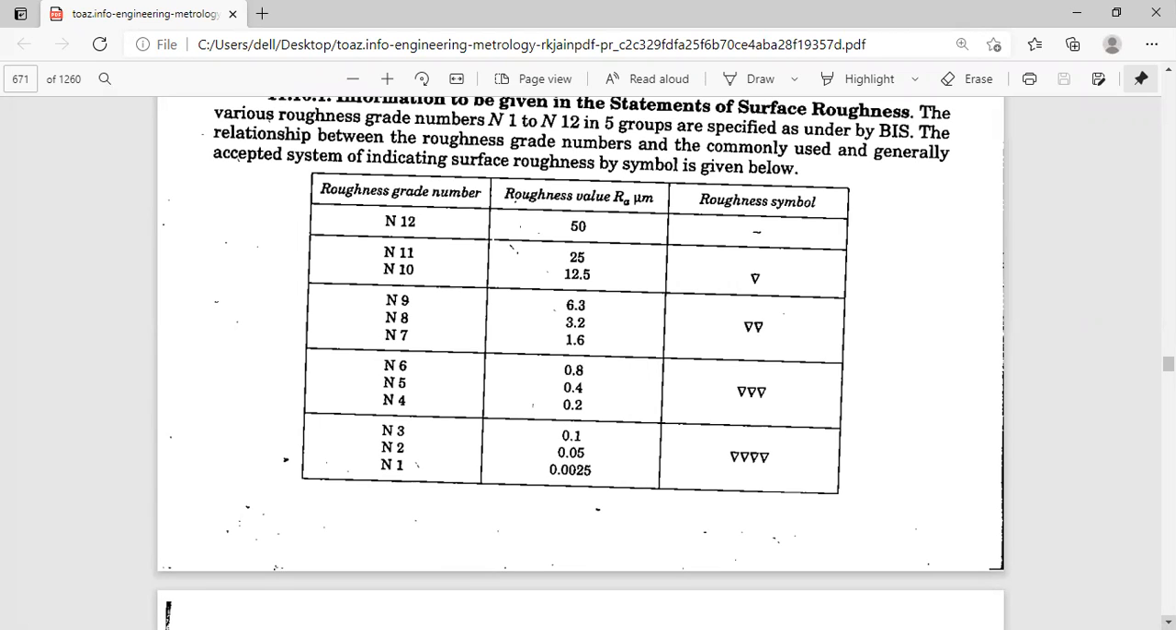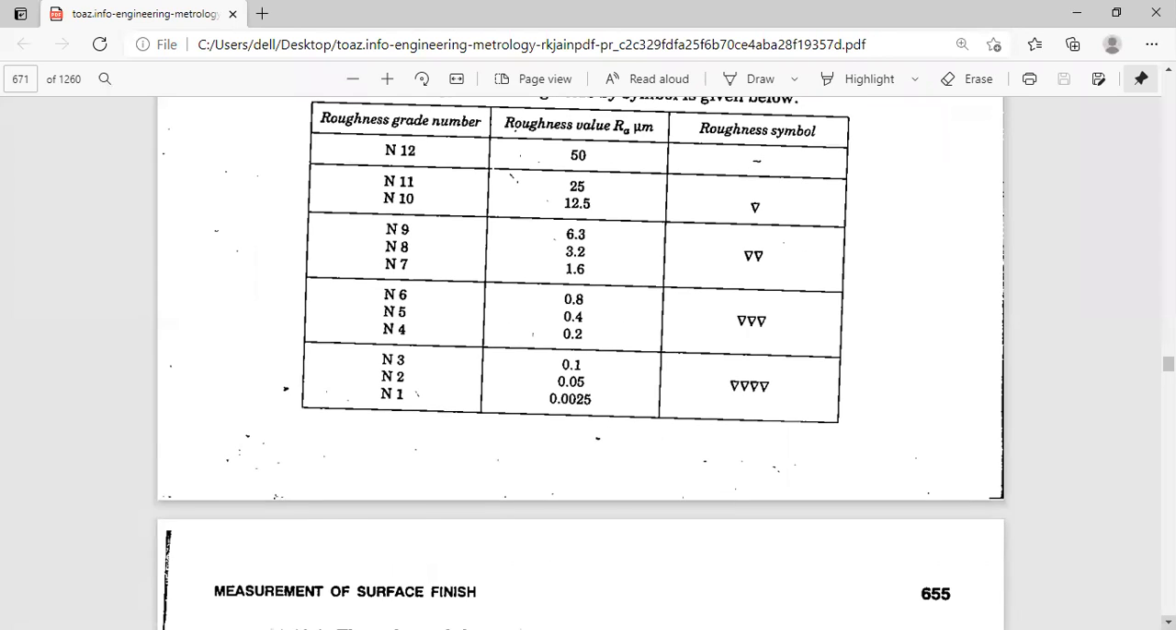We have related this to one of the tables in the other slide also. Previously we discussed this, but these particular values we have not discussed. We only discussed the first two columns. The roughness symbols, the inverted triangles, we have not discussed. As per the Bureau of Indian Standards, it is divided into 5 groups. You can see 1, 2, 3, 4, 5. So just try to remember for the knowledge sake.